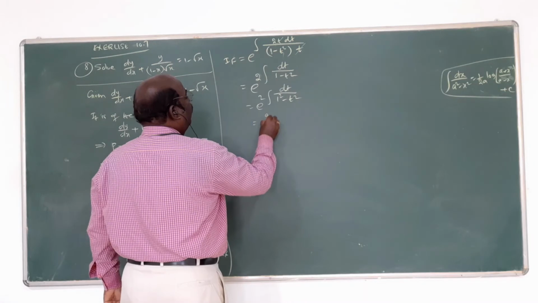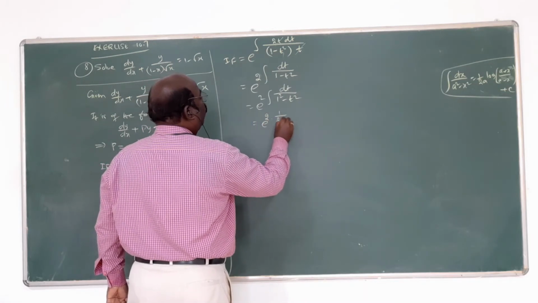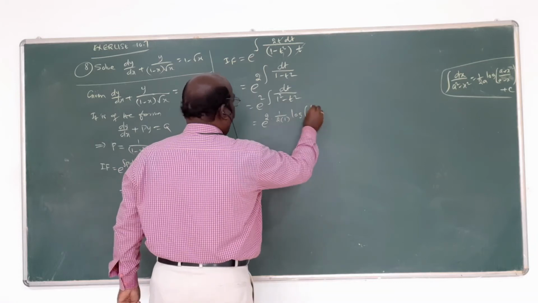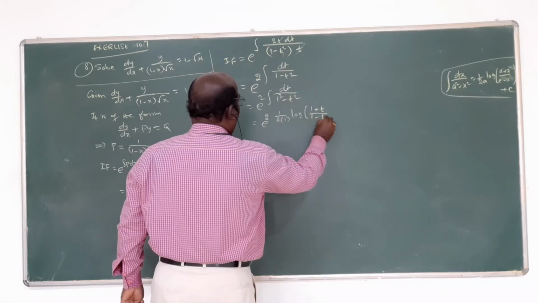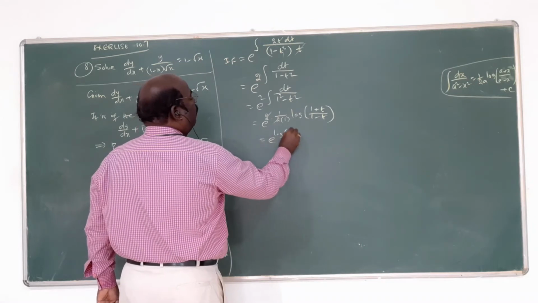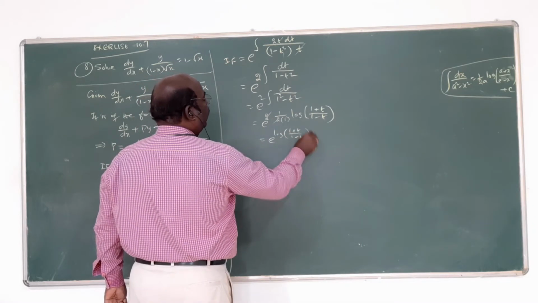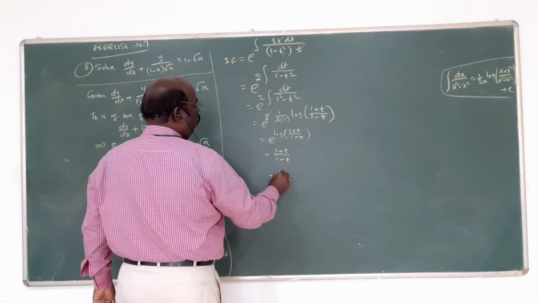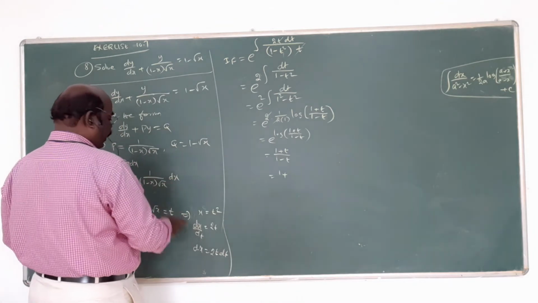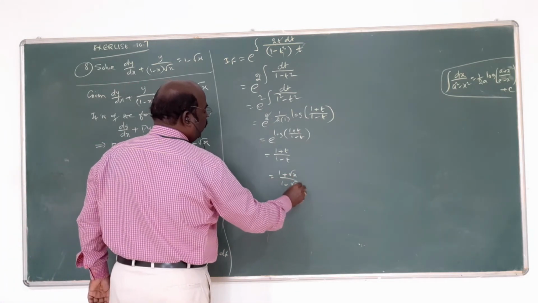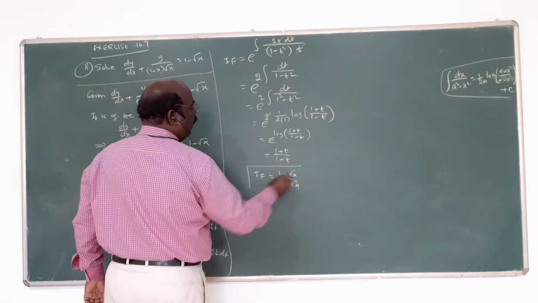e power 2 into, what is the formula? 1 by 2 into a, which is 1, into log of a is 1 plus t by 1 minus t. Am I right? 2 to cancel. So e power log of 1 plus t by 1 minus t. e and log cancel. Only 1 plus t, 1 minus t. Once again, substitute the value. What is the value? 2x. 1 plus 2x by 1 minus 2x. This is somewhat extra.